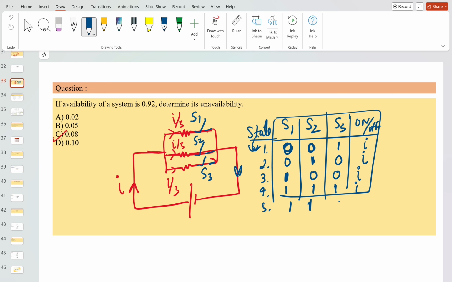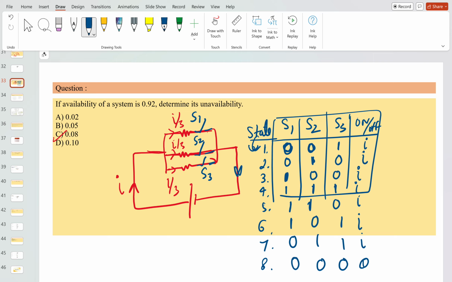And also when 2 is on and 1 is off, then also current will flow. Or you can say this is on, then also current will flow. Or there can be a situation that this is off and 2 is on, then also current will flow. There is only one situation, when all the switches are off, and then no current will flow.